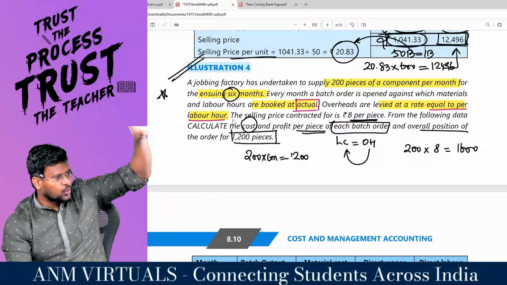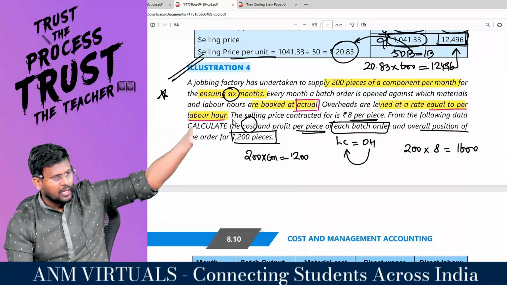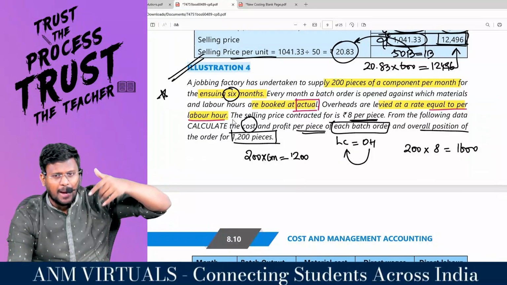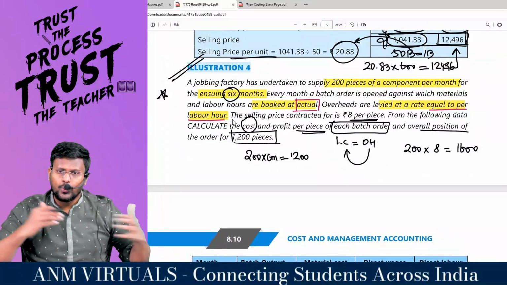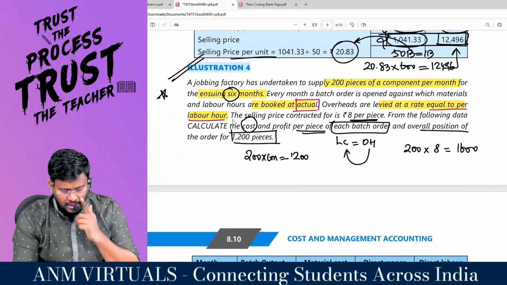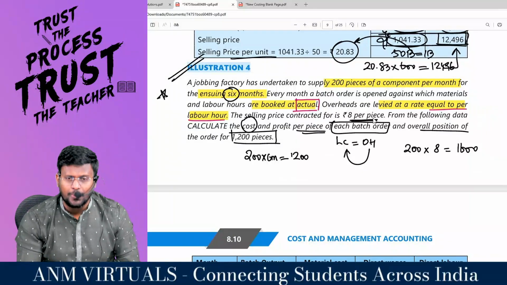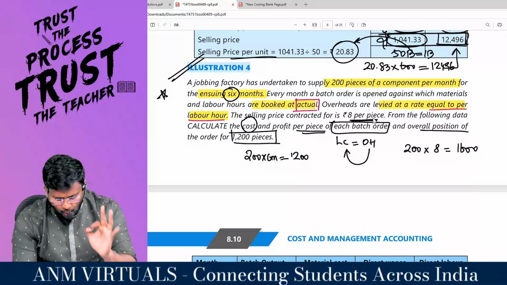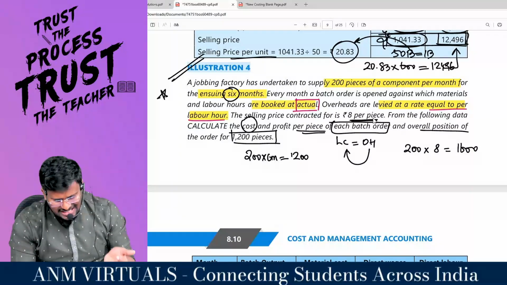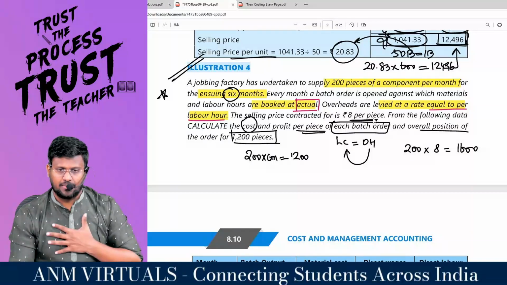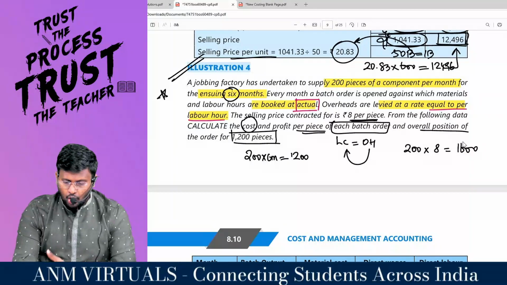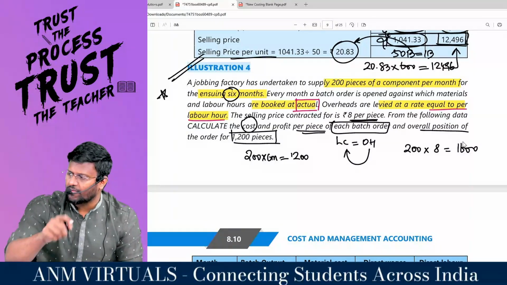So based upon the total labor hours of the factory and the labor hours applied for this particular job, we have apportioned that cost. Comfortable? Selling price contracted is for how much per piece? From the following data, calculate the cost and profit per piece. Cost of each batch order. That's what we have done till now.